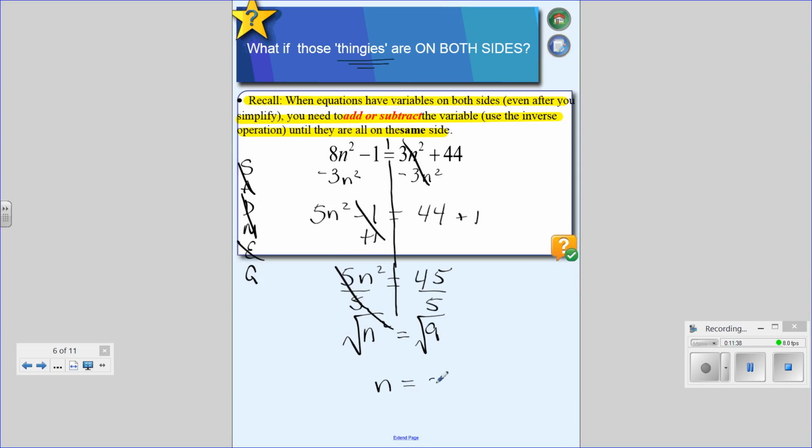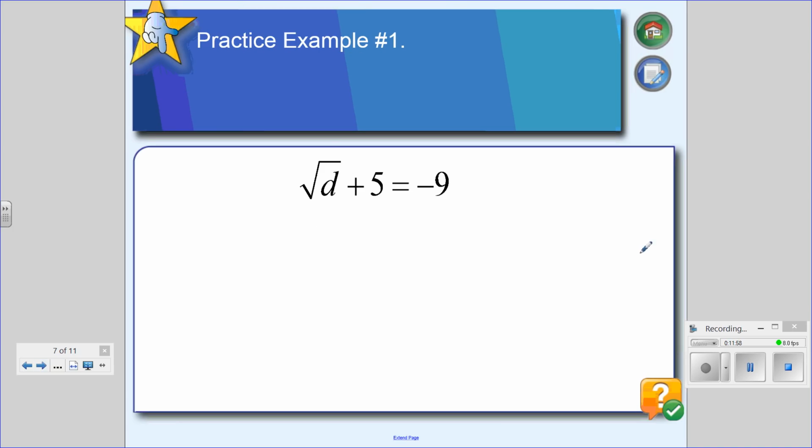And the square root of 9 is 3 or negative 3, but we don't have to worry about that for this particular course. Okay, so n is equal to 3. All right, so if those terms are on both sides, you're still going to have to add or subtract the like terms so that the variable expressions are on both sides. That's the moral of that story. Okay, practice example. Pause the video and try this one on your own.